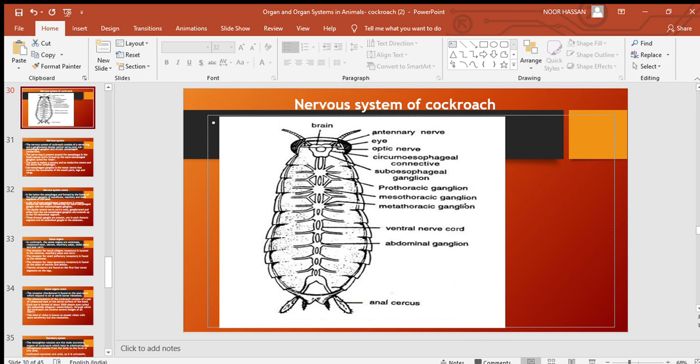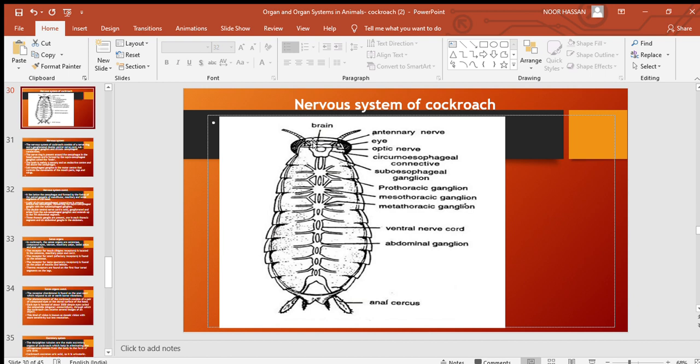We shall discuss now about the nervous system of cockroach. The nervous system of cockroach consists of a nerve ring and a double ventral cord, and apart from it, it is formed of the brain, also called the supraesophageal ganglion, the subesophageal ganglion, and the circumesophageal connective. We shall discuss in detail about all these things.